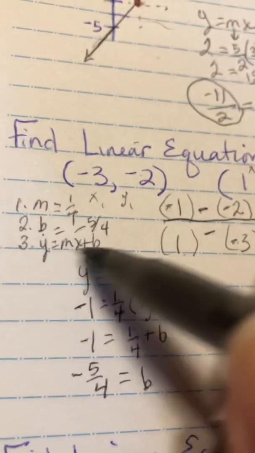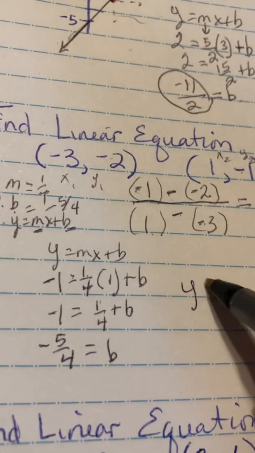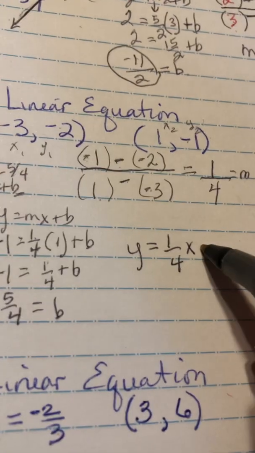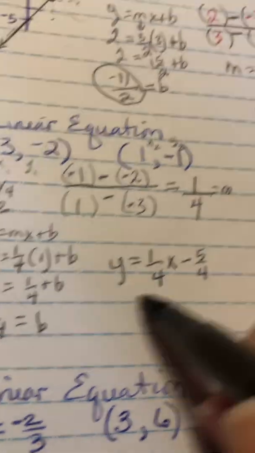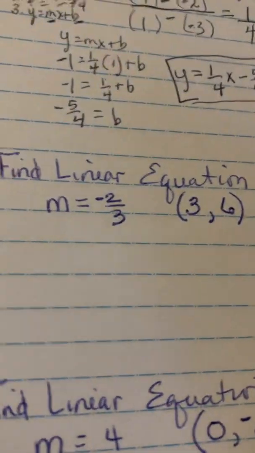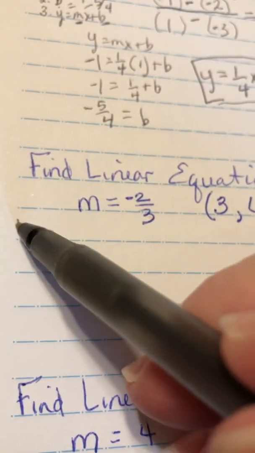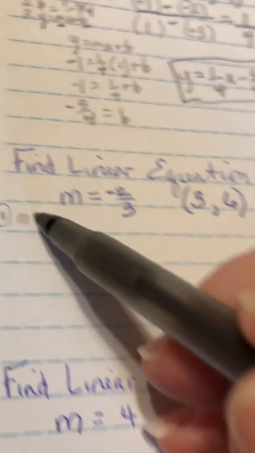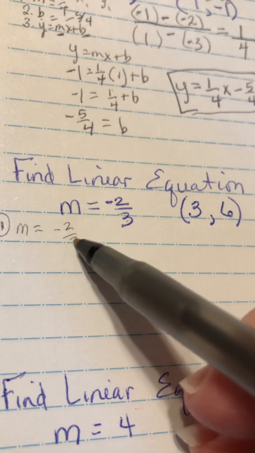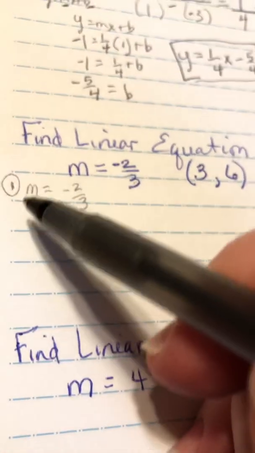So now we have the information we need for our equation. So y equals the slope of 1/4 x and a -5/4. There's the equation of that line. Here, they have the same steps. Step 1, find the slope. But they gave us the slope. They're saying the slope is negative 2/3. So, okay, we don't have to do any work for that one. Sometimes they do some of the work for you.